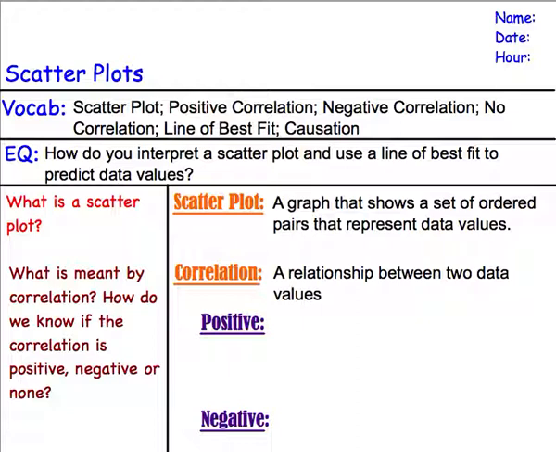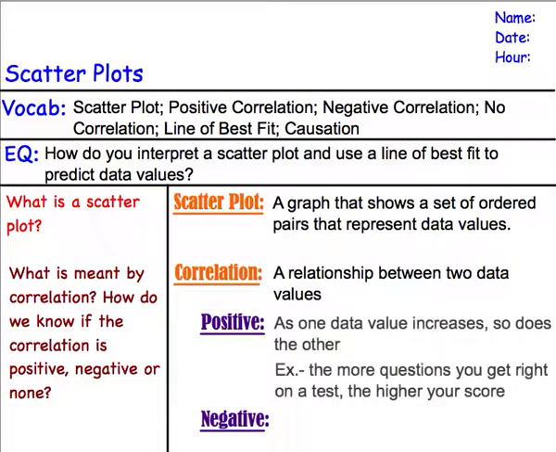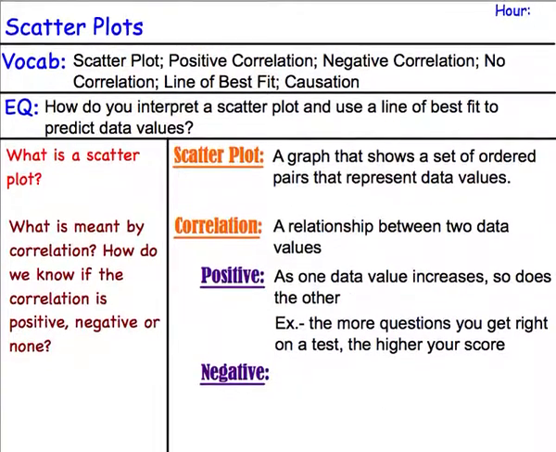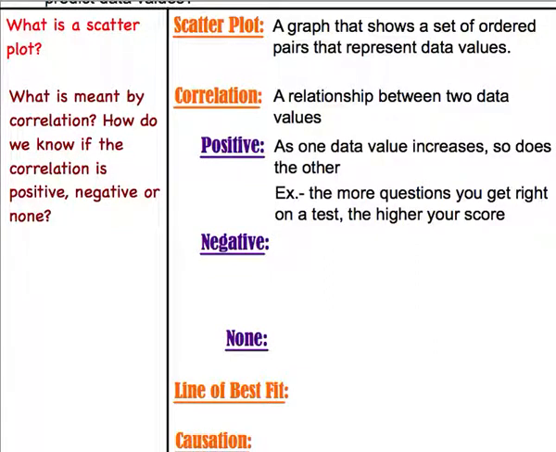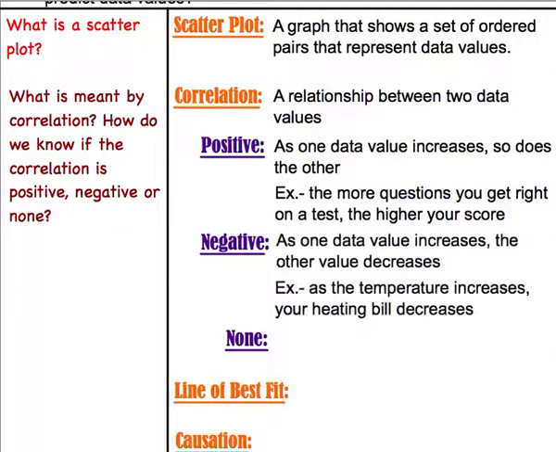For instance, if it is a positive correlation, that's as one data value increases, so does the other. So for example, the more questions you get right on a test, the higher your score. As the questions that you get right goes up, so does your score. Now on the other hand, we could also have a negative correlation. A negative correlation is that as one data value increases, the other value decreases.